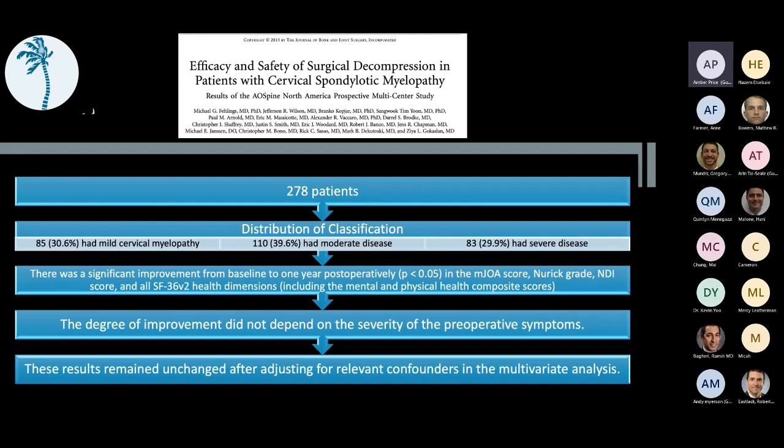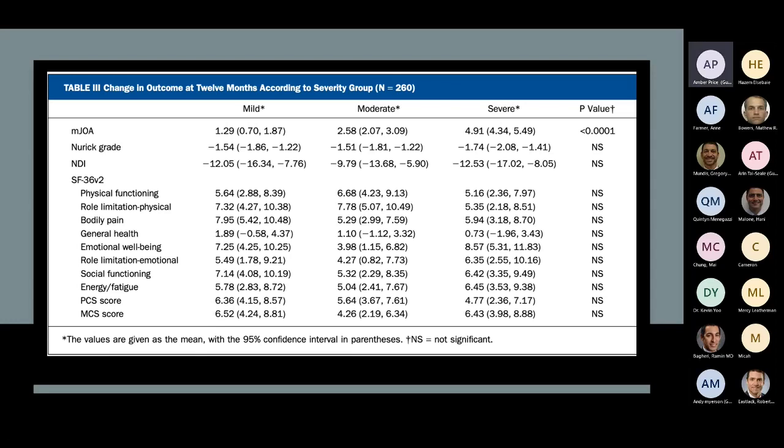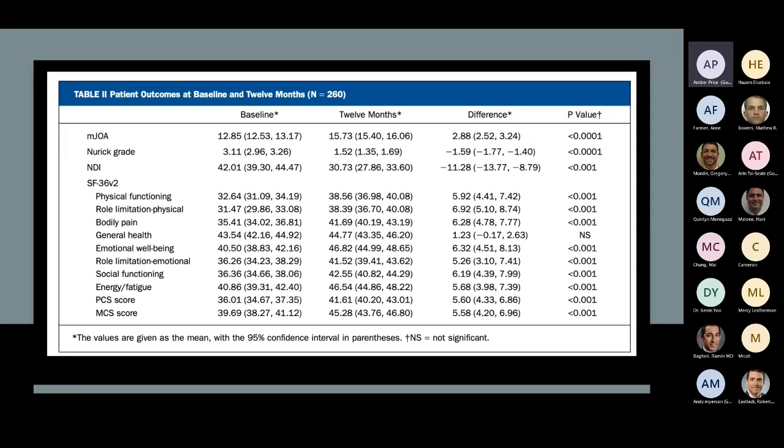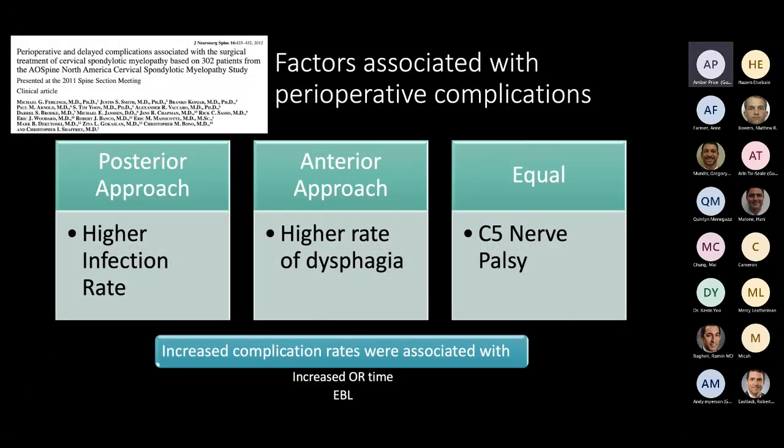And that's kind of what it's talking about when it says that these remain unchanged after using the confounders in the multivariate analysis. So these are the tables that were presented showing the improvements in the MJOA, Nurick, NDI, and SF-36. This was just in general, and this is the table that stratifies them based on mild, moderate, and severe myelopathy. So there are other factors to consider.